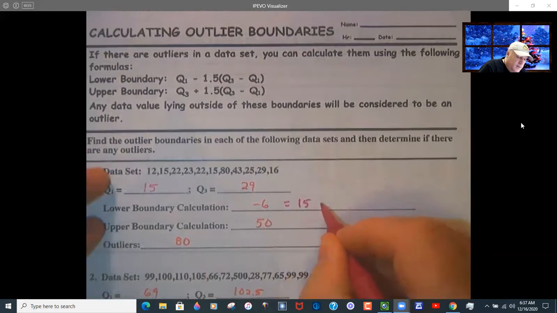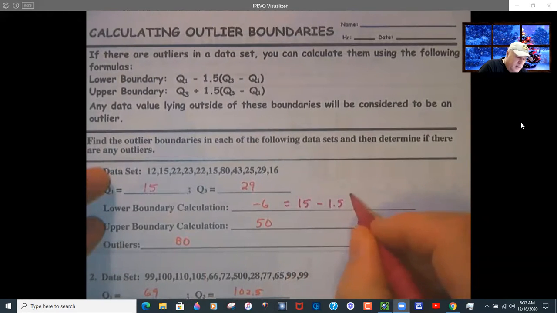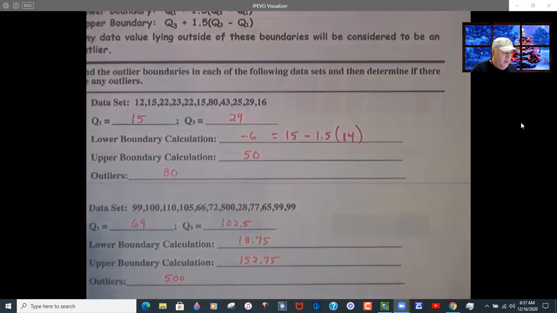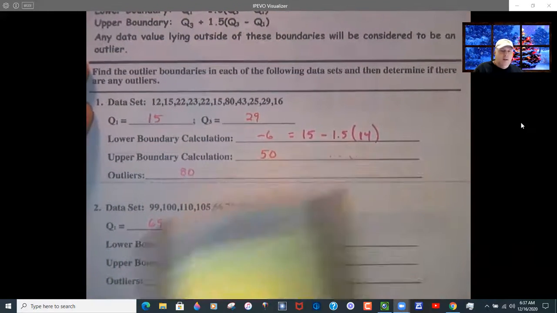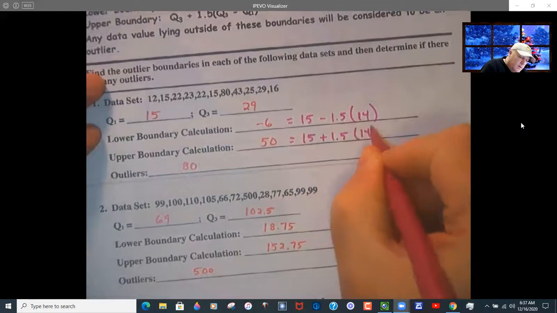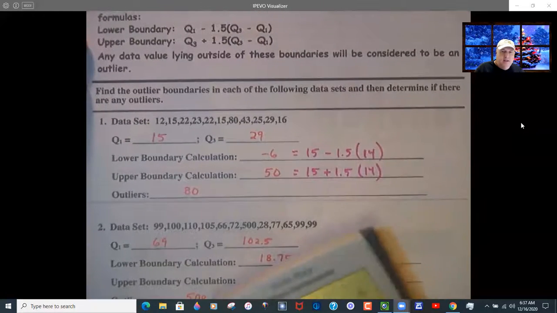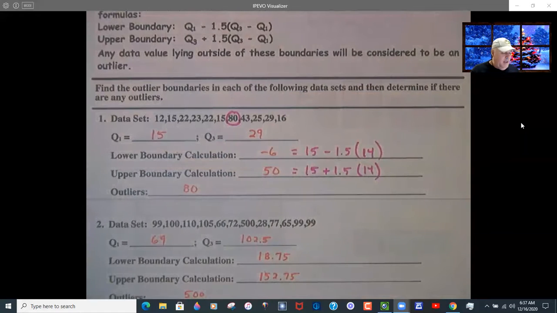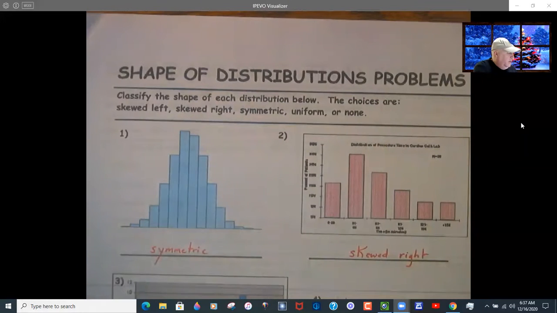So Q1 15 minus 1.5 times 14. So 14 is Q3 minus Q1. So you do that calculation. That would give you the lower boundary. Anything outside of that would be considered to be an outlier in that set of data. And then this upper one would be 15 plus 1.5 times 14. So in that data, we have 1 that sticks out like a sore thumb too. So I'm going to bypass this now. You're probably not going to have that, but you might have a question on this end game stuff here.